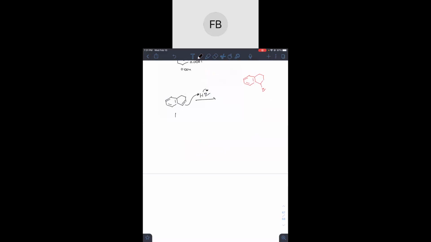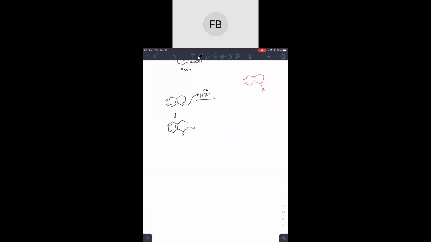So what we get is this. And where is the hydrogen? The hydrogen went to this position because it follows Markovnikov's rule. And that means we have a positive charge here. Now, this positive charge is very, very likely to rearrange.